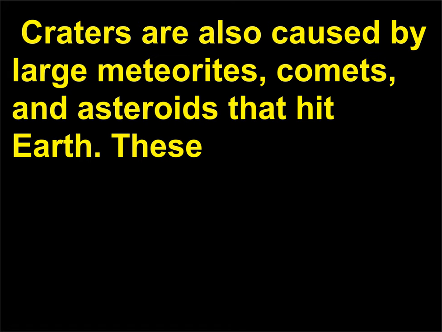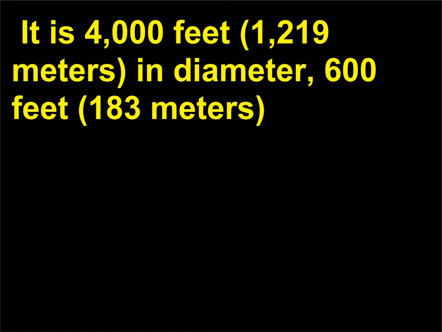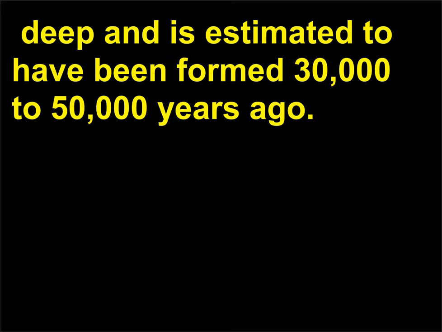These are called impact craters. A notable impact crater is Meteor Crater near Winslow, Arizona. It is 4,000 feet, 1,219 meters, in diameter, 600 feet, 183 meters deep, and is estimated to have been formed 30,000 to 50,000 years ago.